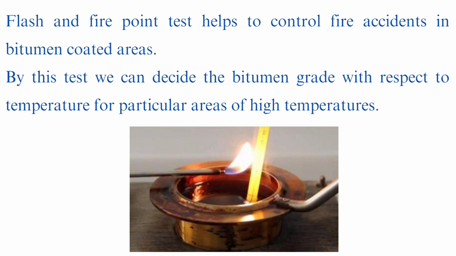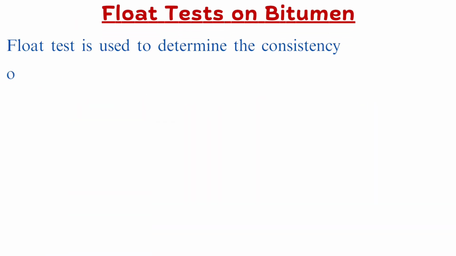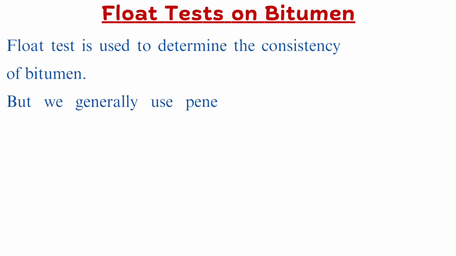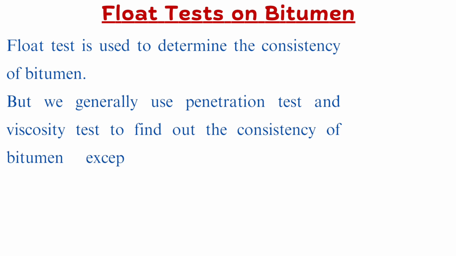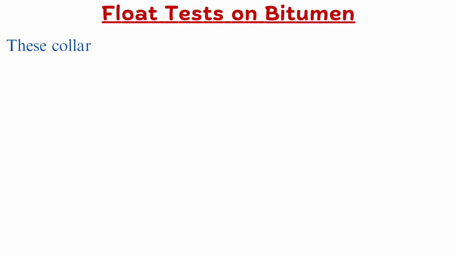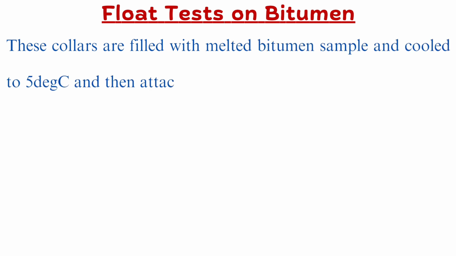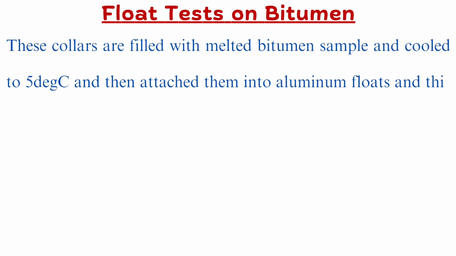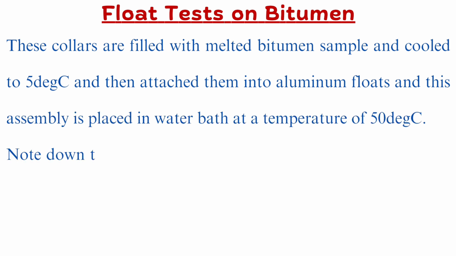Flash and fire point test on bitumen. Flash point of bitumen is defined as the lowest temperature at which bitumen catches vapors of test flame and fires it in the form of a flash. Fire point of bitumen is defined as the lowest temperature at which the bitumen ignites and burns at least for 5 seconds under specific condition of test. Flash and fire point test helps to control fire accidents in bitumen coated areas. By this test we can decide the bitumen grade with respect to temperature for particular areas of high temperature.